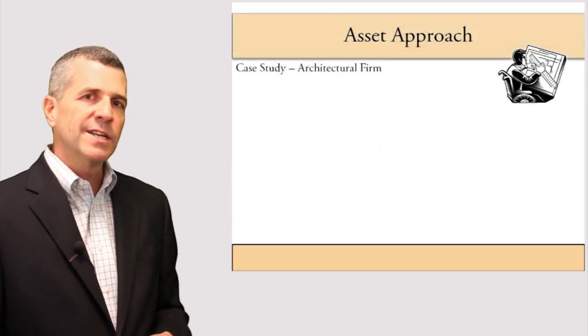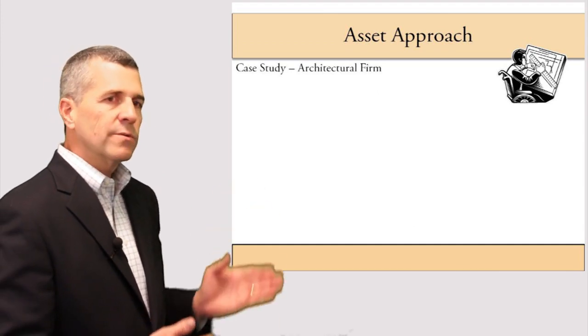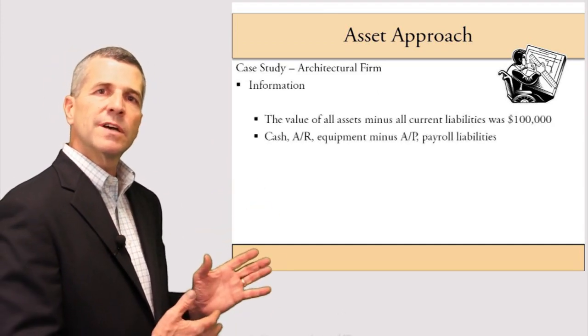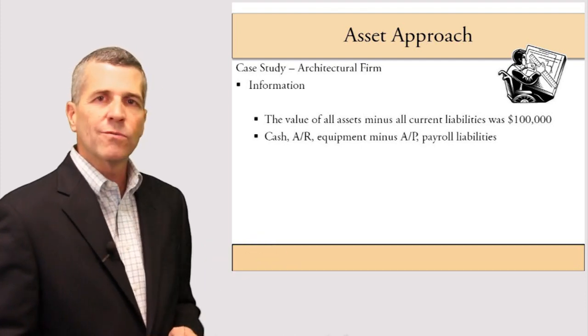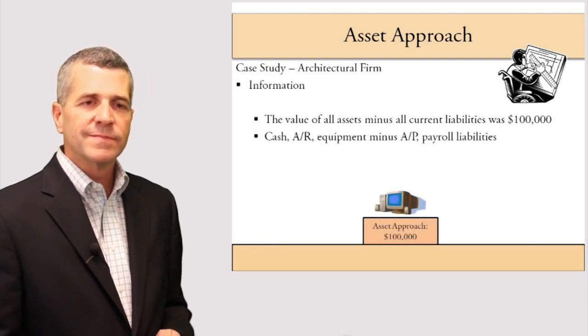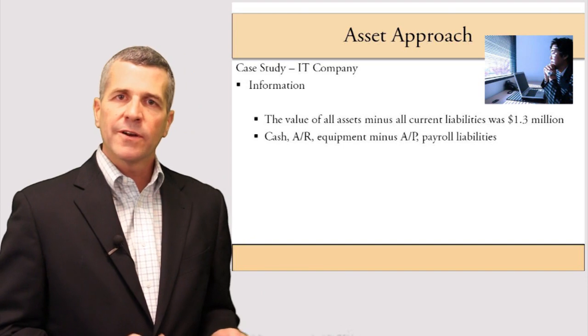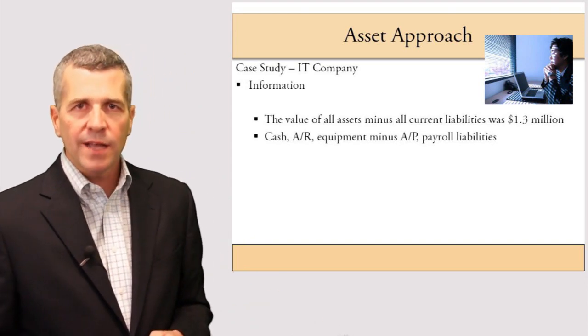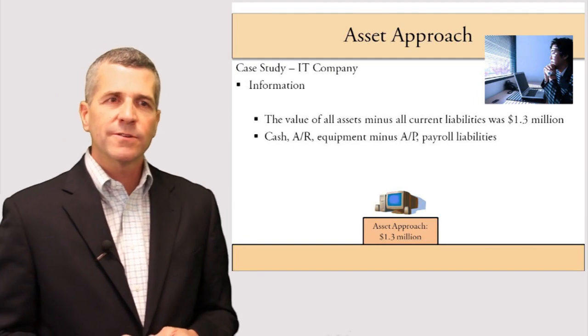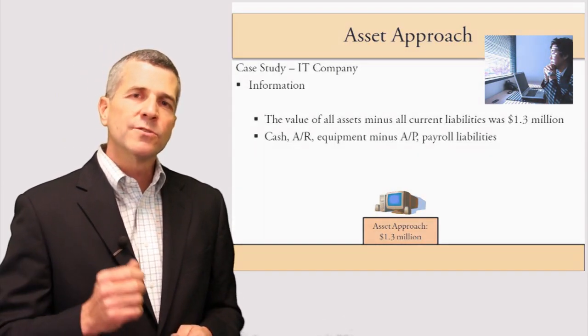So let's go back to our case studies and look at the architectural firm. We went through their balance sheet, looked at all their assets, liabilities, etc., and we came up with an asset approach value of $100,000. Moving on to our IT company, we went through their balance sheet, looked at all their assets, market values, etc., and came up with an asset approach value of $1.3 million. So I'd like to move on to our third approach to value, which is the market approach, and then we'll come back again to our case studies and show you how each of the three approaches to value stack up with respect to each of these companies.